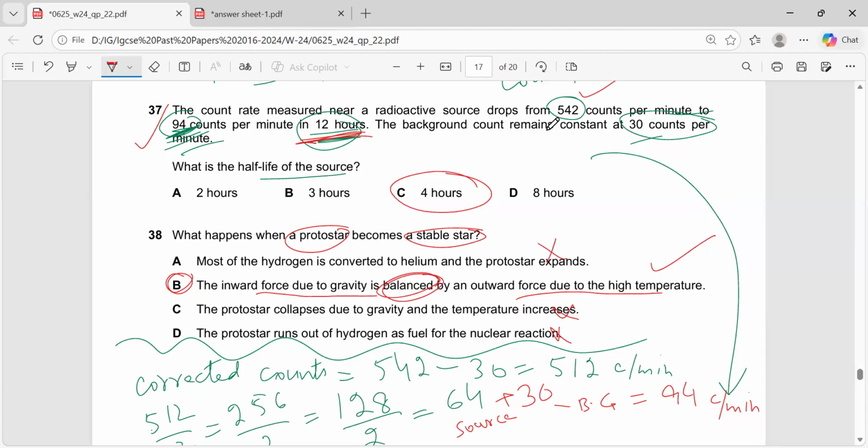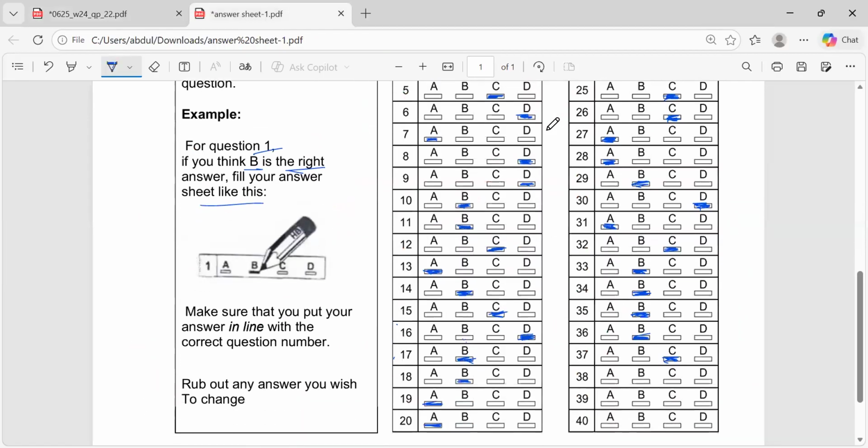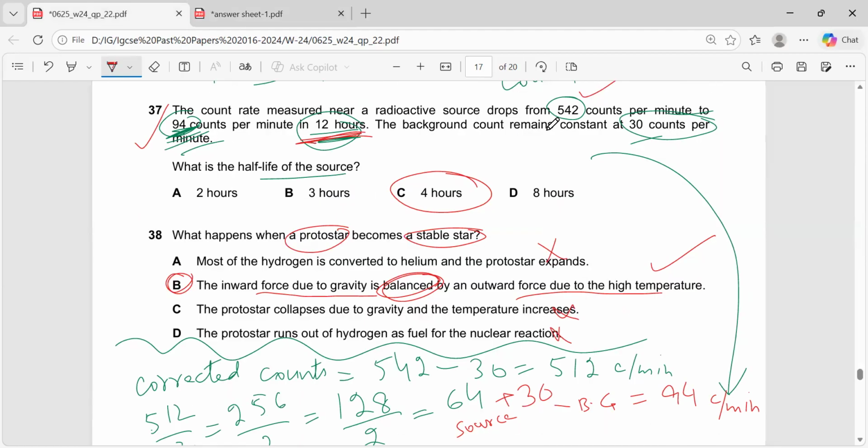So when it is a stable star, not only a protostar becoming a stable star, any star when it is stable, it is in the stable phase of its life and it is in equilibrium, so the forces are balanced. So balanced force is only option B for 38. So the 38 correct answer is what? That is B.